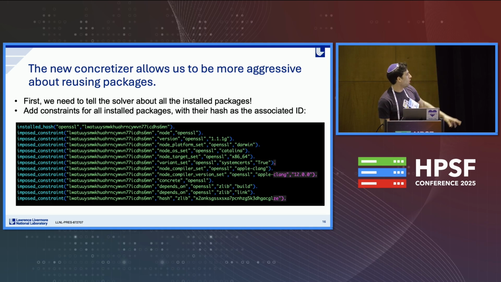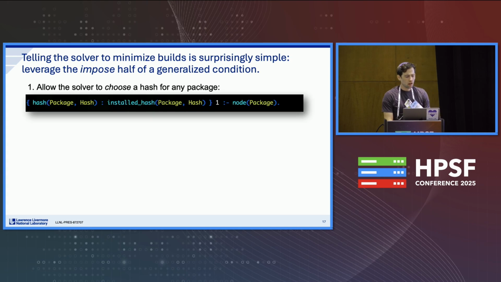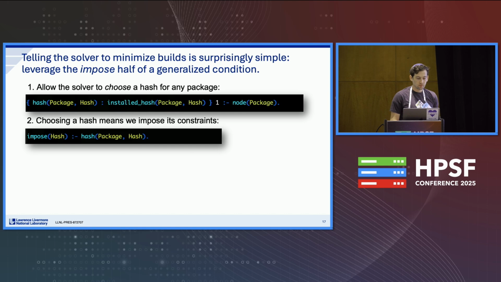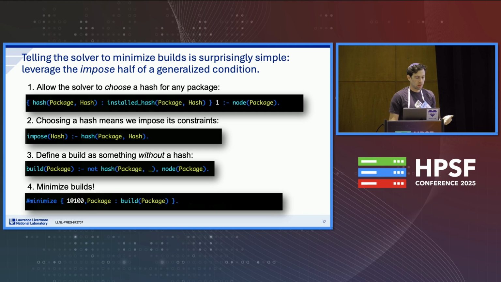First, we take all of the installed packages and we write them out as ASP facts. And then we can say, okay, if you have something in the graph, you can choose at most 1 hash for it. If you choose a hash, you have to impose all of the facts related to that one. If you didn't choose a hash, you have to build it and minimize the number of builds.